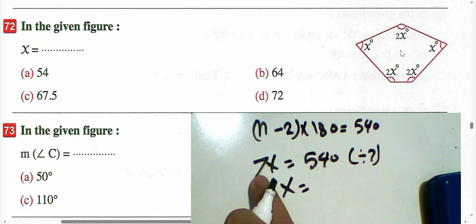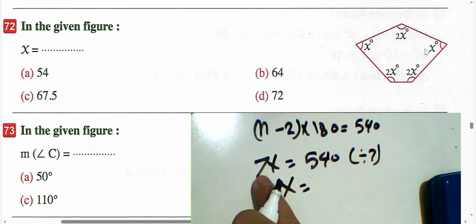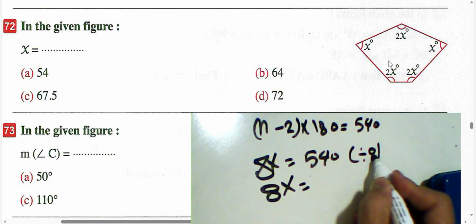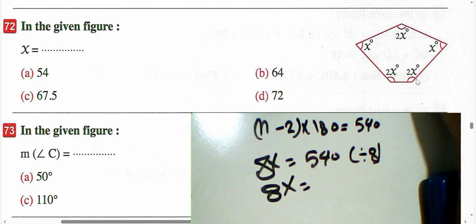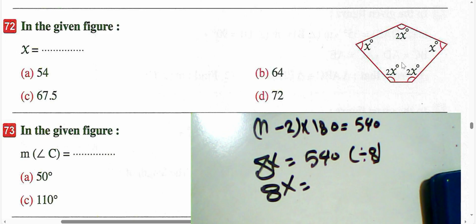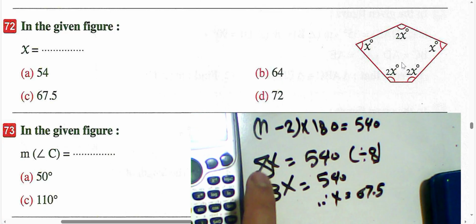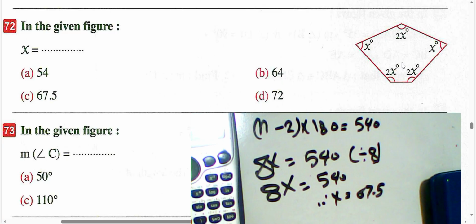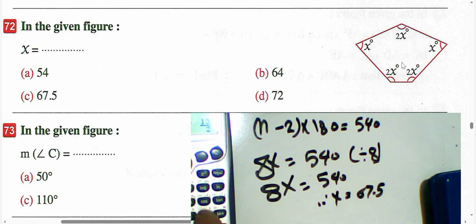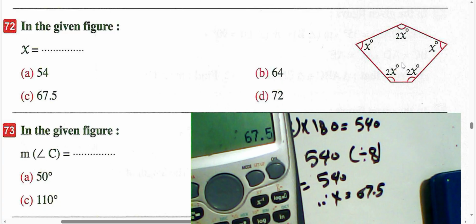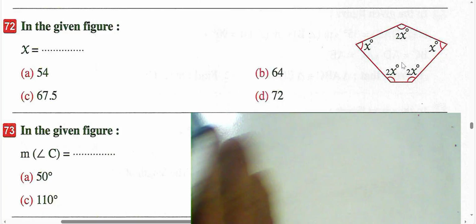Again, not 7x, again: 2 plus 2, 4, 6, 7, 8, so 8x. We have 2, 4, 6, 7, 8, 8x. Okay, divided, it will be 67 and a half. So x equals 67 and a half. Okay, I will write it again in the calculator: 540 divided by 8 equals this example here. Okay, this answer is correct. Okay, next question.